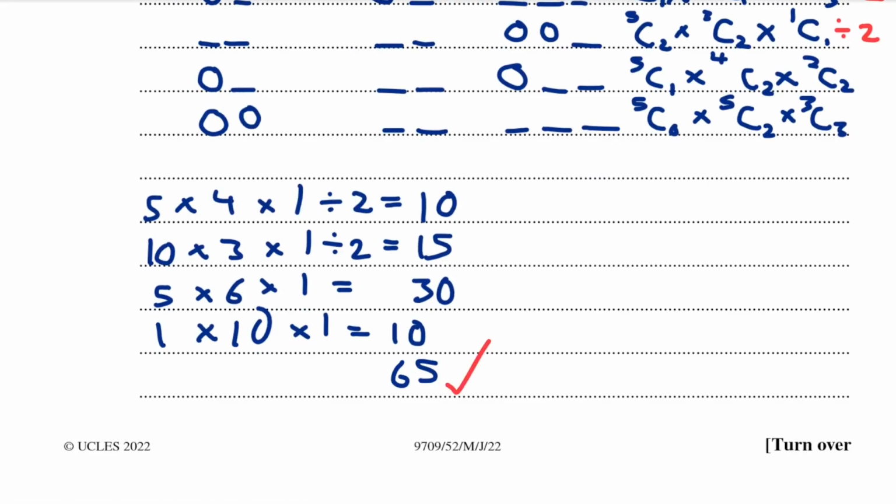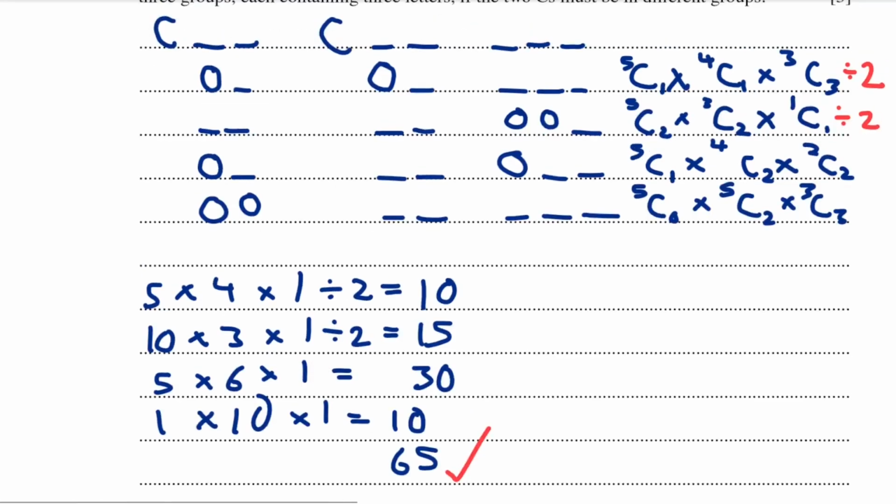Now the mark scheme will say 80 if you have the old mark scheme, but that mark scheme is wrong because they forget to divide one of the combinations by 2. They forget that one of them is symmetric.